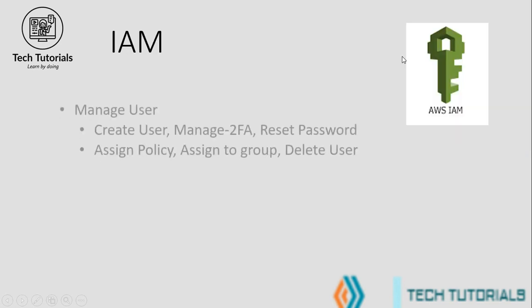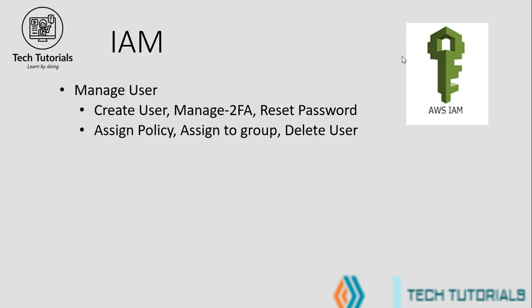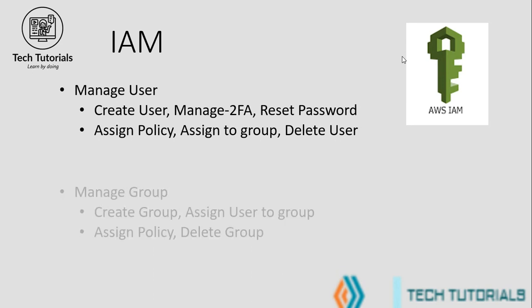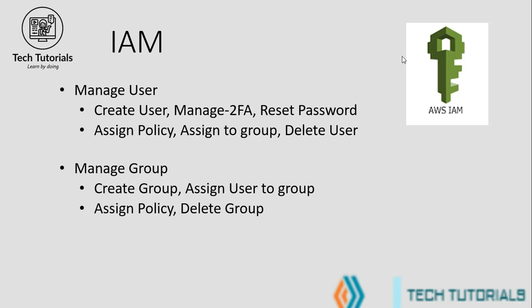The next is IAM. IAM is used to create user, manage 2FA, assign 2FA to the user, reset password of the user if you have forgotten the password, assign policy to the user, meaning giving role or giving authority to the user to access certain services or perform certain actions on the given services, assign user to the group and delete user. We can also use IAM to manage groups. We can create group with the help of IAM, assign users to the group, assign policy and delete group.